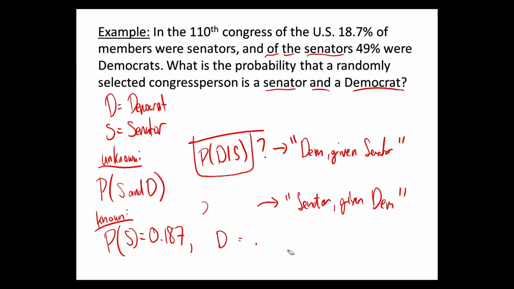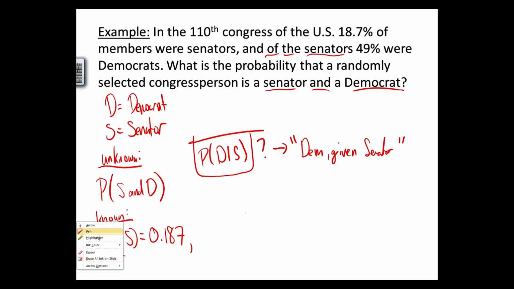I don't think it's that. And it wasn't this, we decided, because that would be a different thing. So I think what we are given, in fact, is this, the probability of Democrat given senator. I need more room, so I could just put it down here.